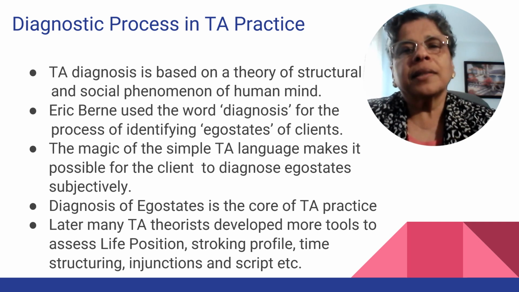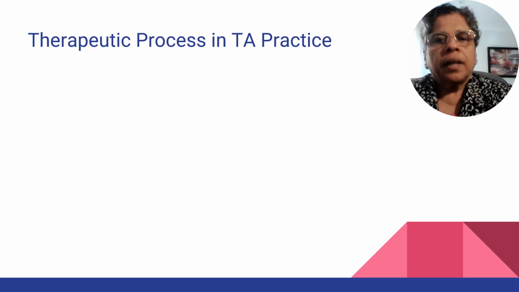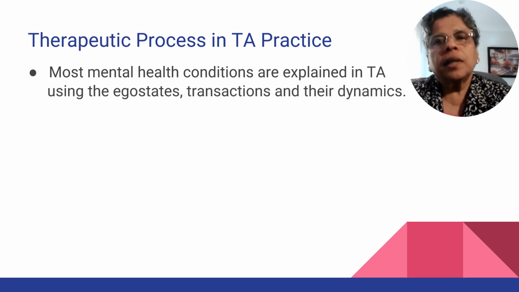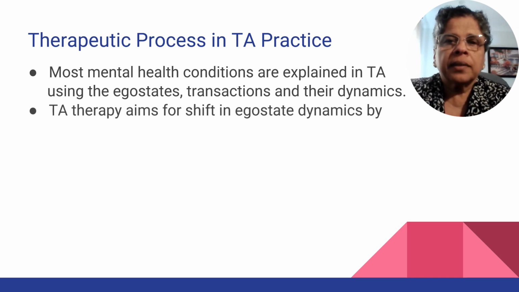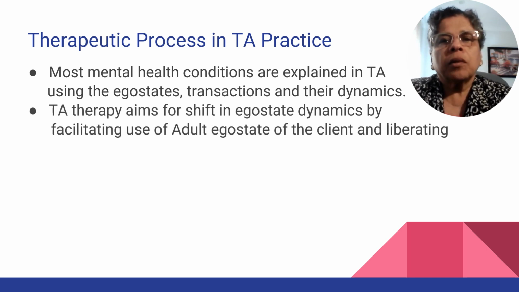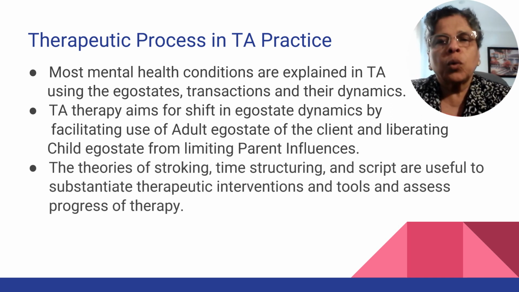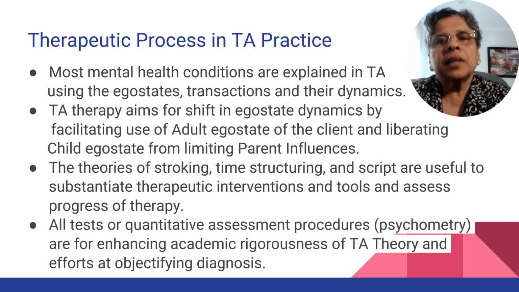Here we can see the ways in which therapeutic interventions are practiced in TA. Since most mental health conditions are explained in TA using the ego states, transactions, and their dynamics, the therapeutic processes are also based on releasing the adult ego state, or facilitating more use of the adult ego state, and liberating the child ego state from the limiting influences of the parent ego state. The theories of stroking, script injunctions, life position, etc. are useful in developing therapeutic interventions in TA.